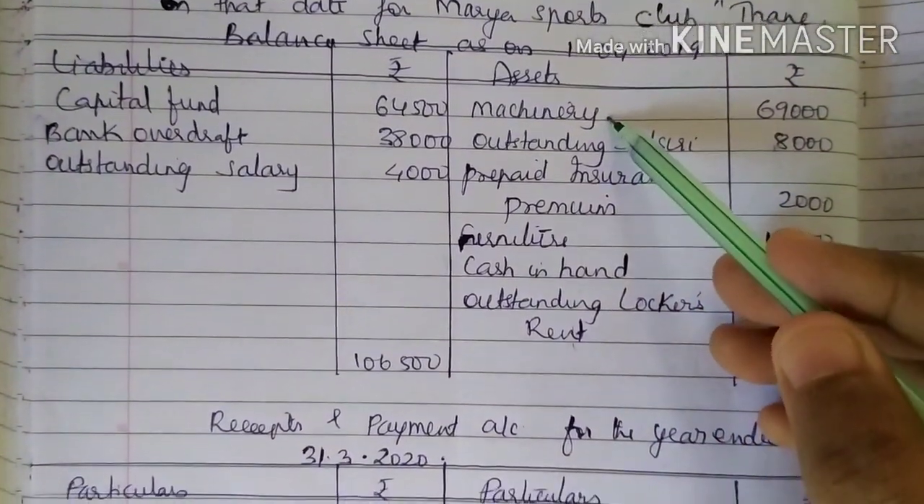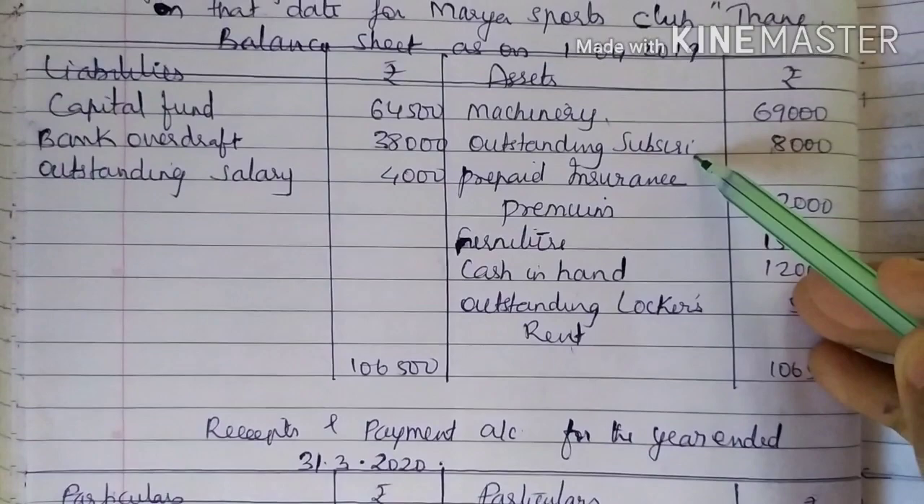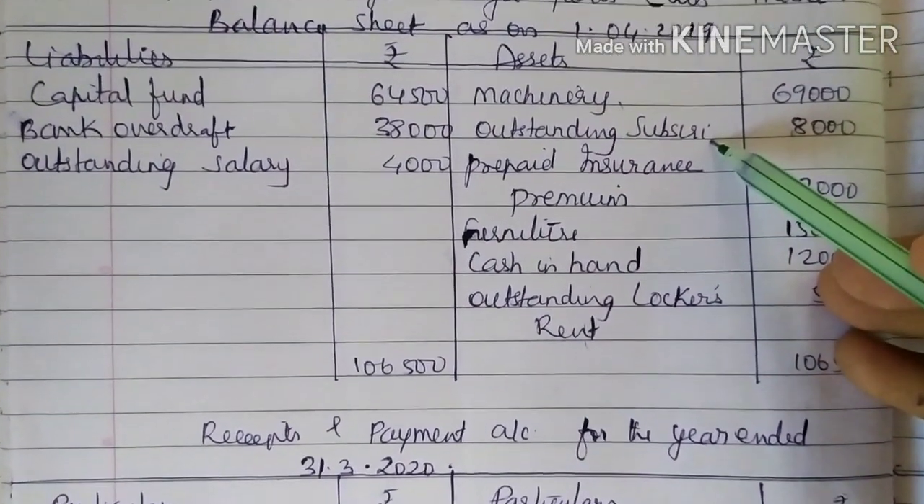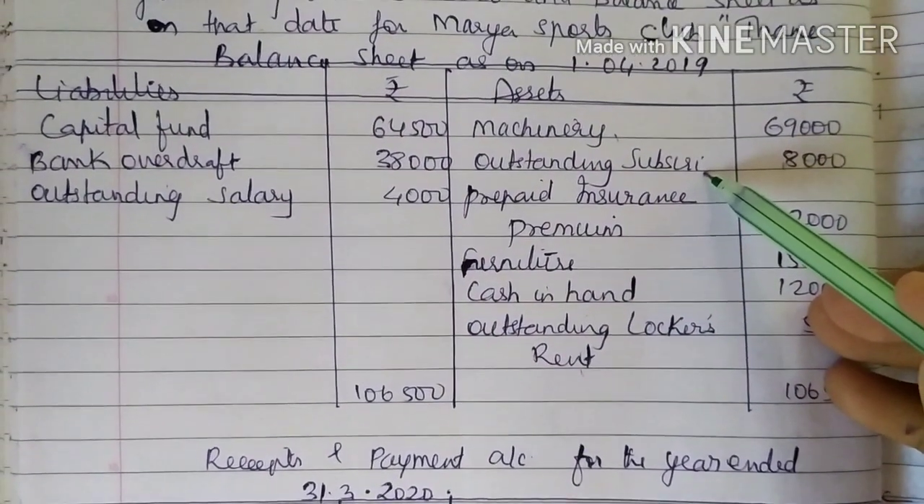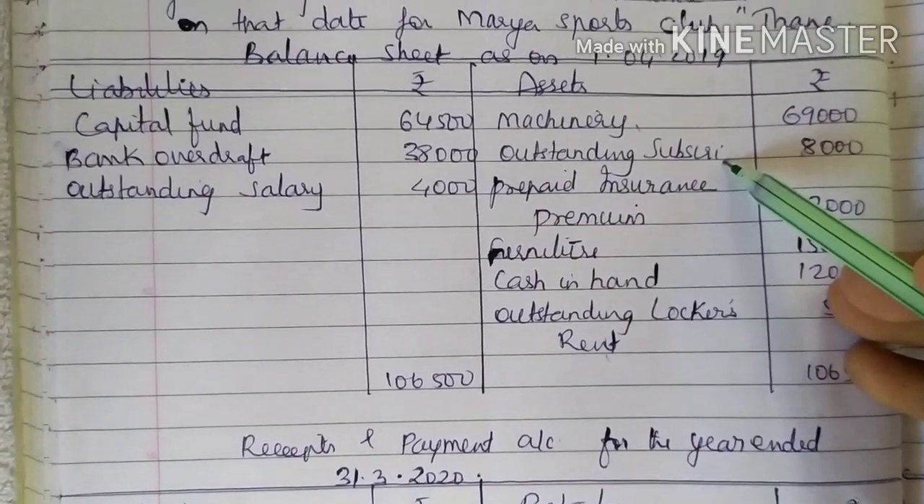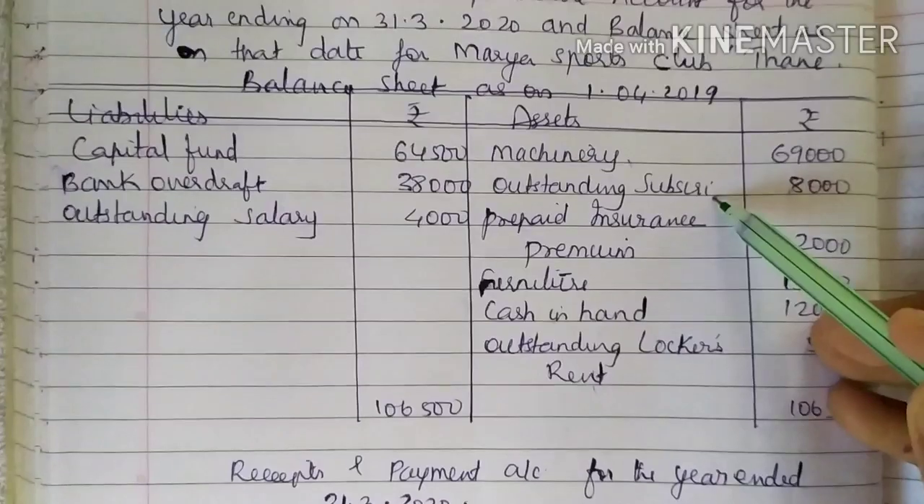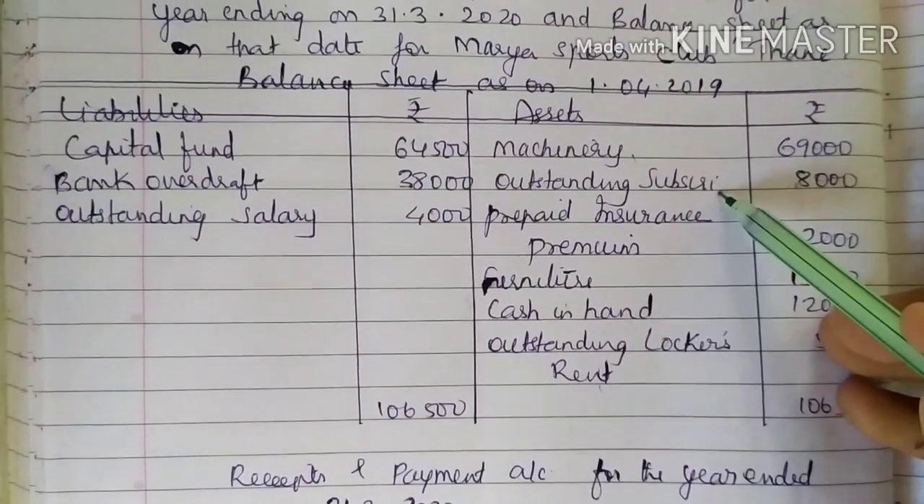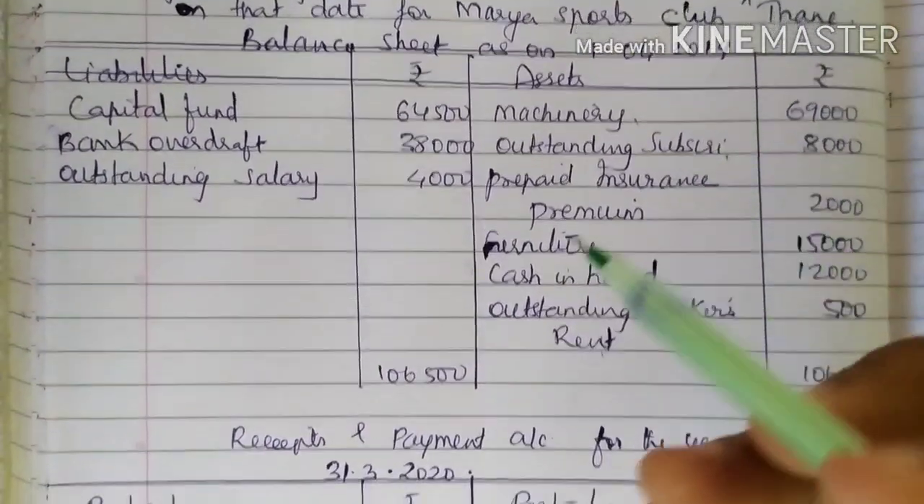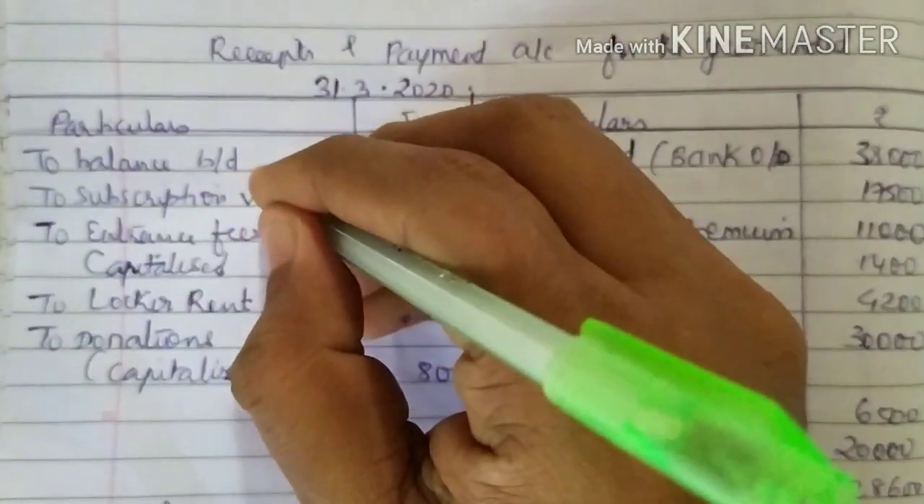The first one, machinery. Machinery is an asset. Outstanding subscription. It means last year 8,000 rupees subscription amount is outstanding. So by default we have to understand that last year's subscription might have been received this year. So across subscription you will tick mark.